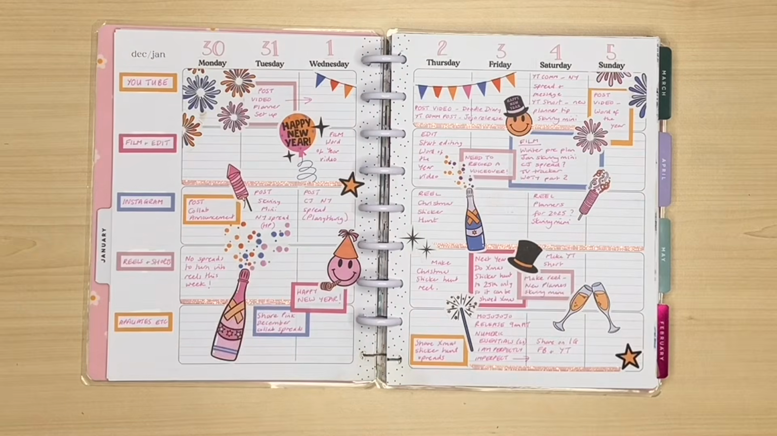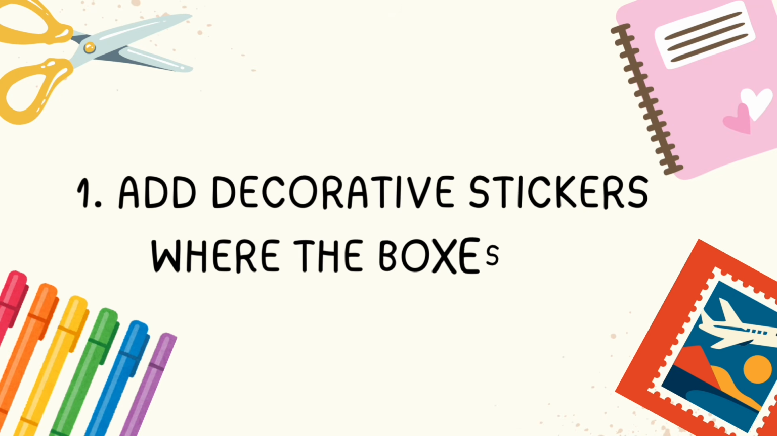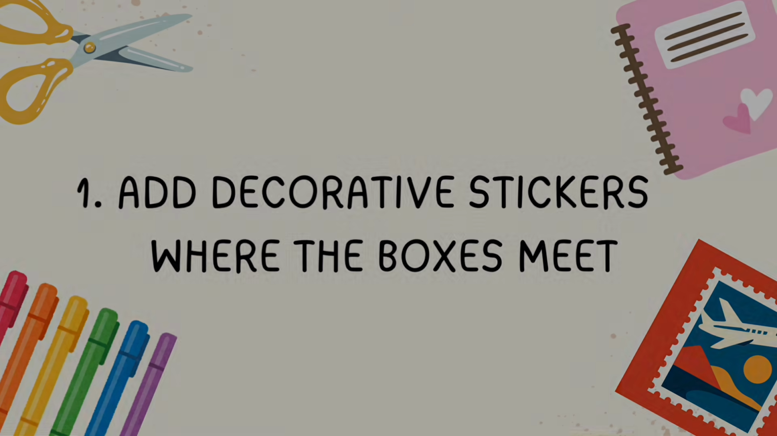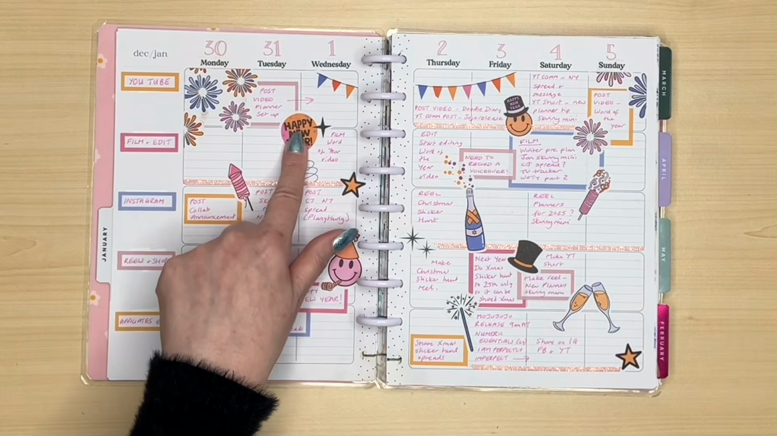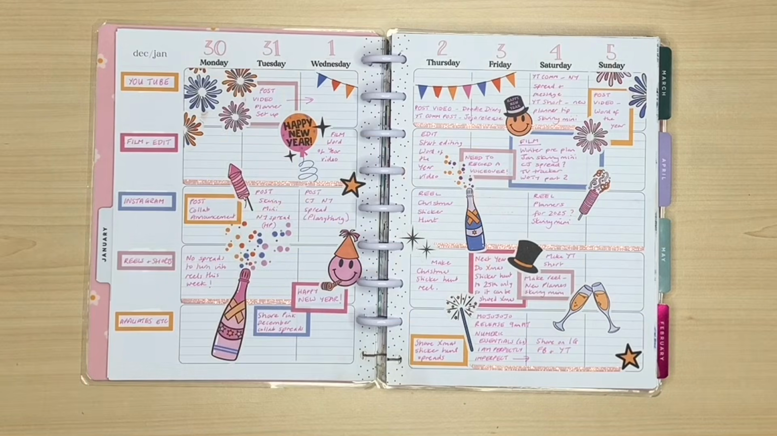Now, my very first tip for whichever Happy Planner layout you are using is that if you are needing a lot of space for function, then the best place to put the decorative stickers is where the boxes intersect. I've done that a lot in this spread, like this balloon here, right in the middle, so I can still write in all the other boxes.